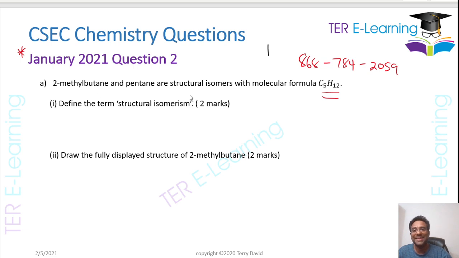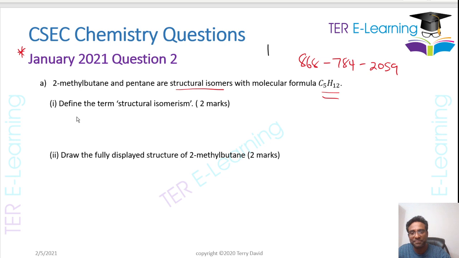Now, they said they are structural isomers. In organic chemistry, there are different types of isomerism, but the one you need to know for CSEC is structural isomerism. Structural isomers are isomers that have the same molecular formula but different structural formula. So this is what we're going to say.